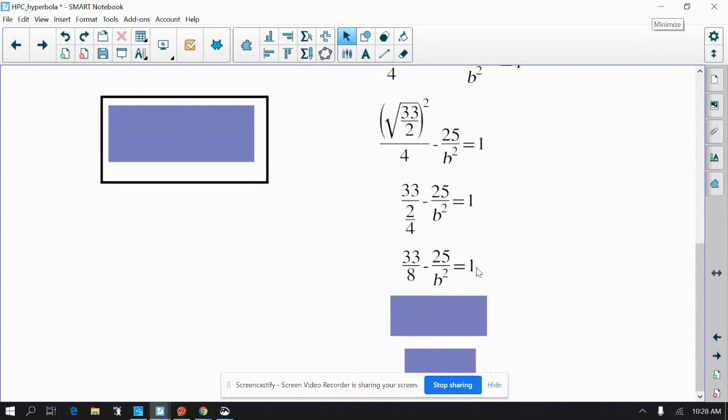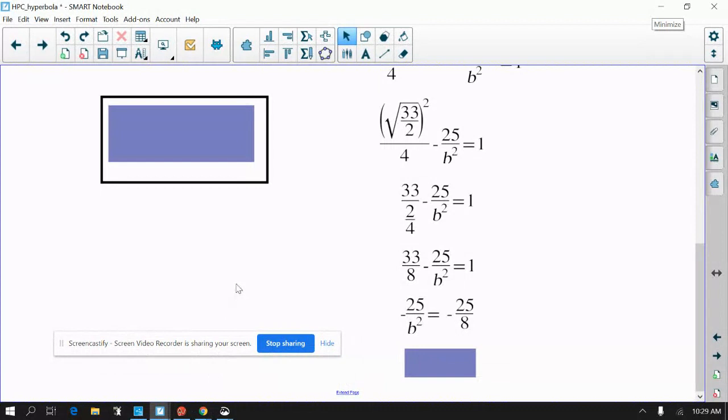And 1 minus 33 over 8, well, 1 is 8 over 8. So if I take 8 over 8 minus 33 over 8, I'm left with negative 25 over 8. And if you're not happy right now, you don't see it. What should you see? What are you looking for?